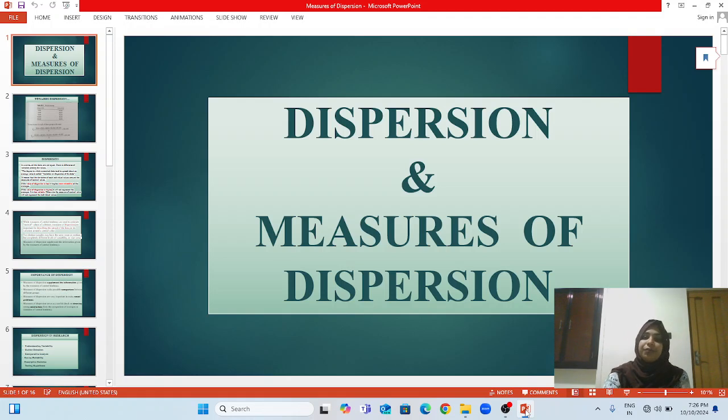So I think you are all familiar with the word dispersion, especially in physics. In physics, dispersion is the splitting up of light into its constituent elements. Let's see what is the context of dispersion in statistics.